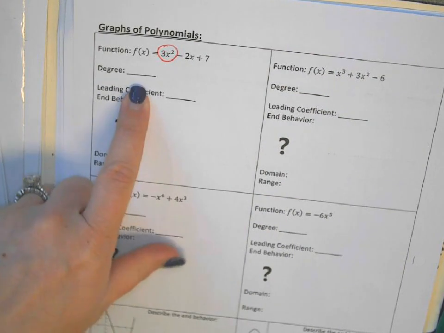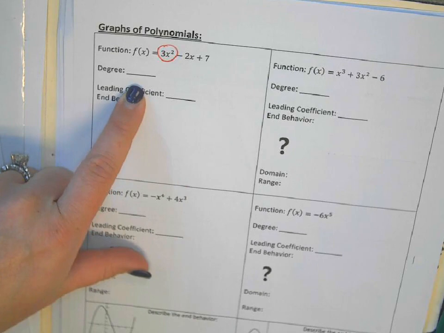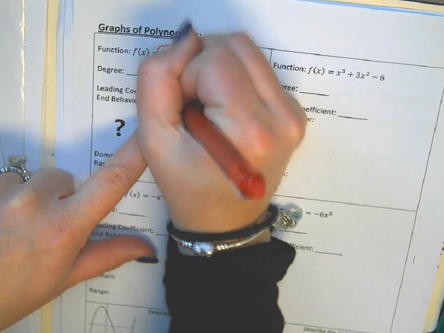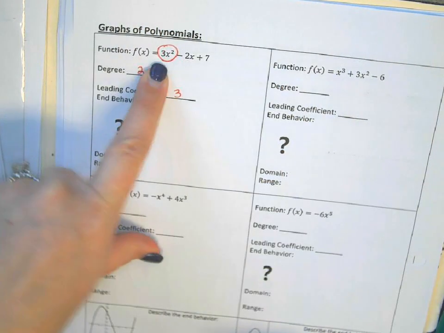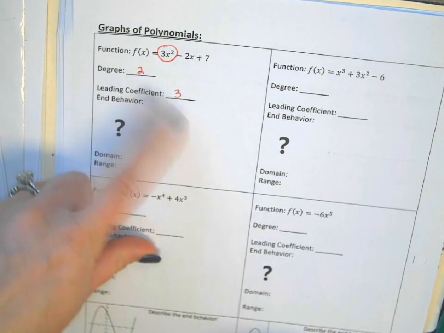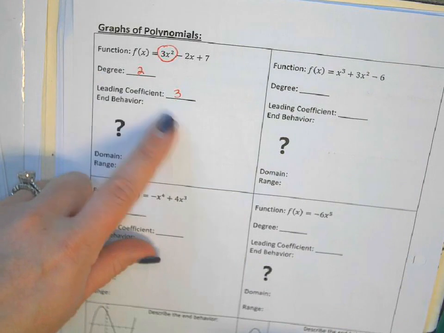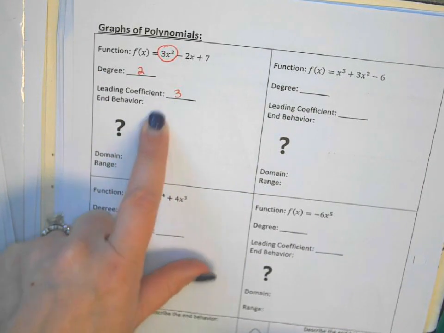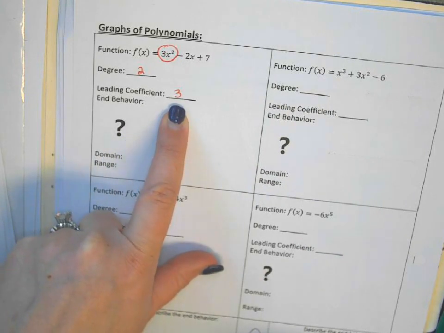What's the degree of this polynomial? 2. And what's the leading coefficient? 3. Now, these tell us information. So the leading coefficient is what you want to look at first because you can draw in what's going on the right side of your end behavior here. So your leading coefficient is 3. That means it's positive. What happens if your leading coefficient is positive? The right side does what?